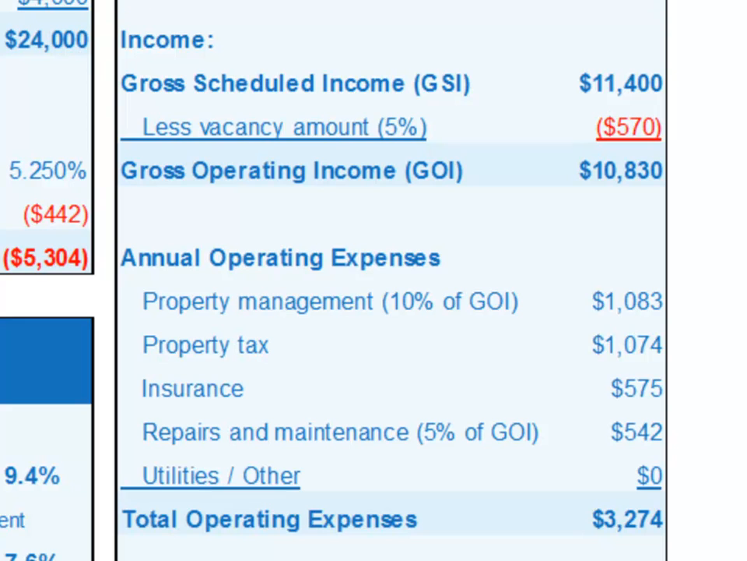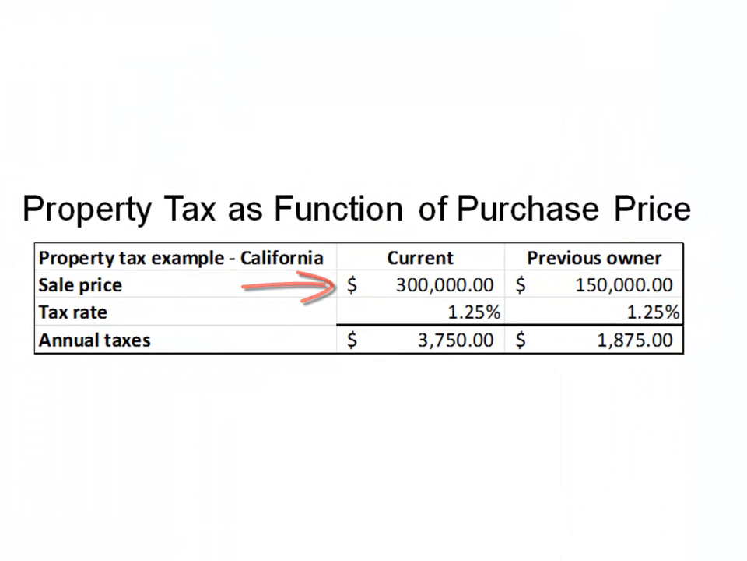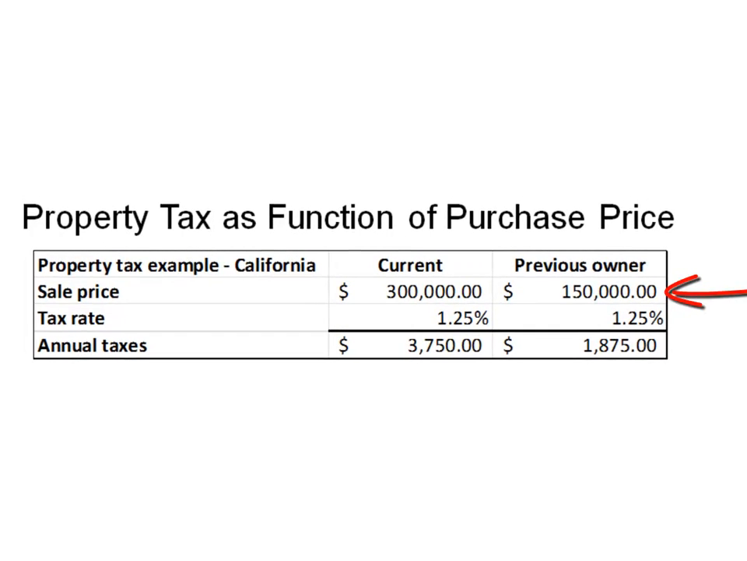Some states, such as California, tie their property tax rate to the purchase price of the property. Thus, if you are buying a property for $300,000 from someone who paid $150,000 for the property 10 years ago, you'll be paying twice the taxes they paid. To ensure accuracy, call the county, let them know what you're doing, and they will let you know how you'll be taxed.